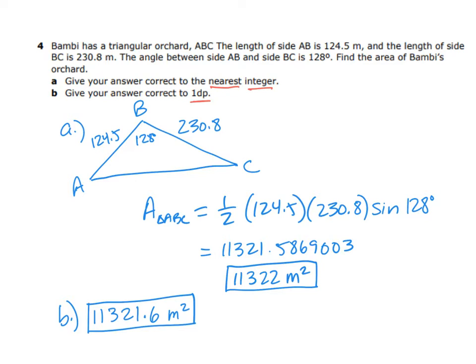And then part B says take that answer and write it correct to 1 decimal place. Well, here's our first decimal place. That's the tenths place. Since the hundredths place is 8, that's going to bump this 5 up to 6. So we get 11,321.6 square meters.